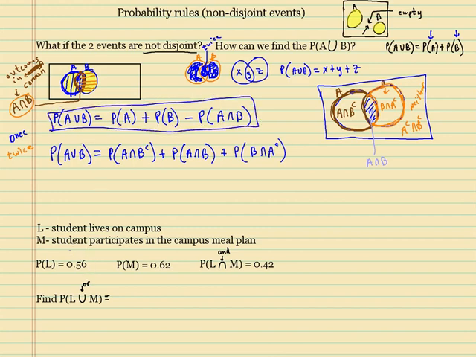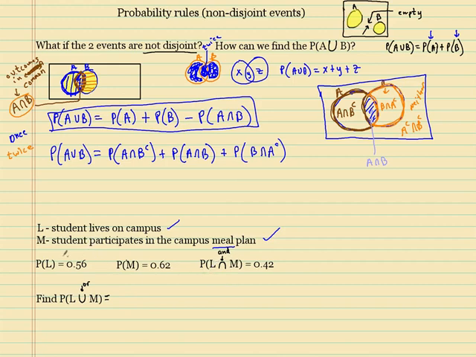Okay, so let's look at this example. You'll get it more when we do an example. Okay, L is the event that the student lives on campus. M is the student participates in the meal plan. Okay, so the probability somebody lives on campus is 56%. The probability somebody has a meal plan is 62%. Okay, and this is the probability that they live on campus and they have a meal plan.